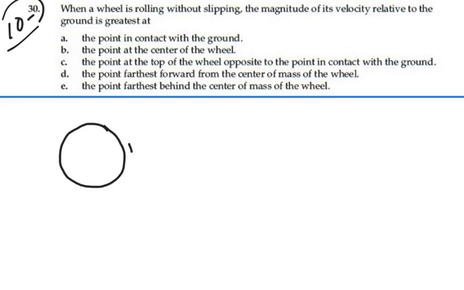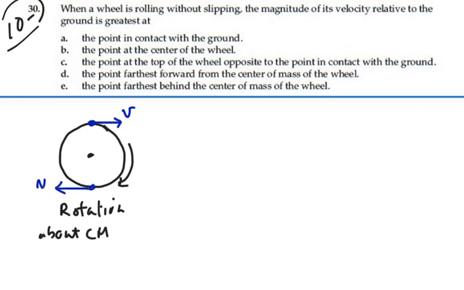One is it's rotating around its center of mass, so we have rotation about its center of mass. And if we look at this, then every point on the rim is moving at some velocity around this center of mass. In particular, the point at the bottom is moving to the left as we're going clockwise, and the point on the top is moving to the right.